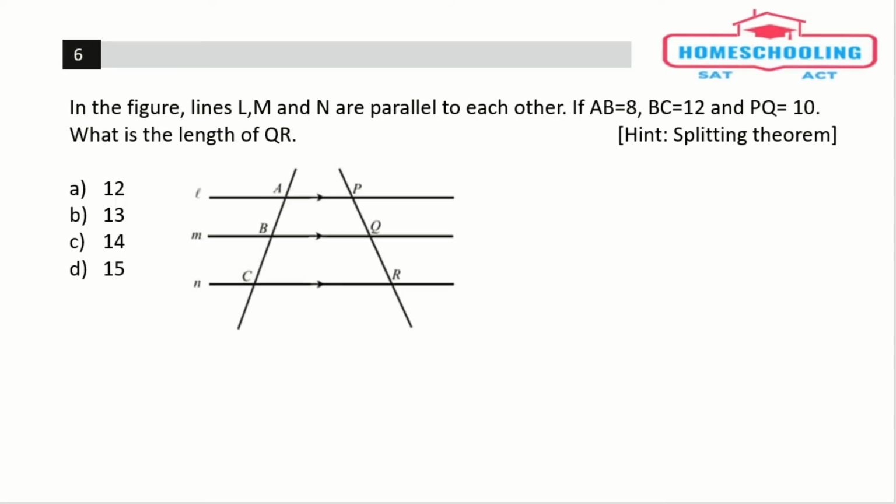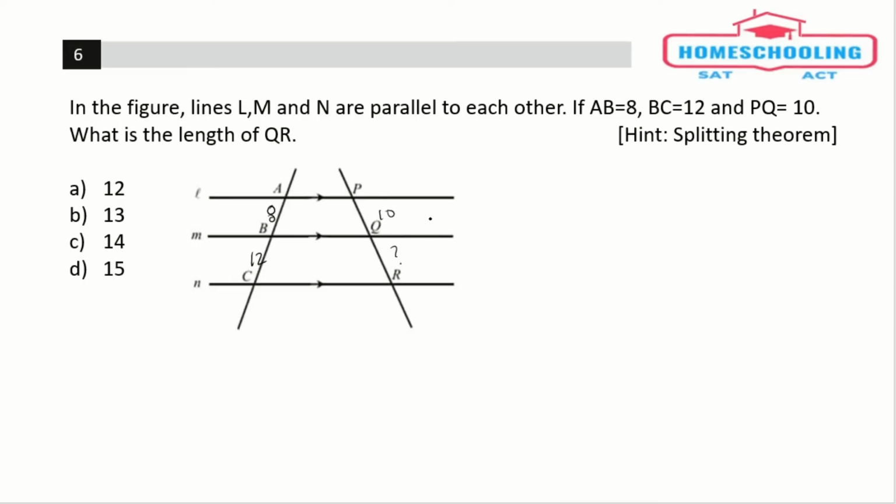Now moving to the next question. In the figure, lines L, M, N are parallel to each other. These three lines are parallel to each other and these are two transversal lines. It is given that AB is 8, BC is 12, and PQ is 10. So what is QR?